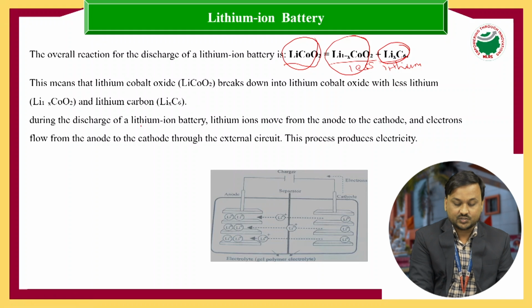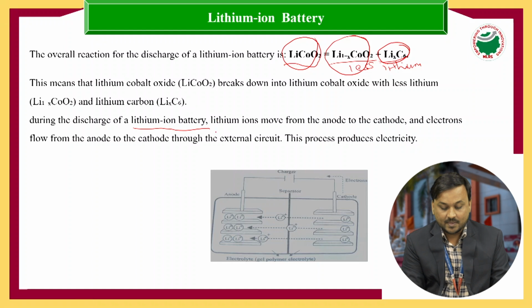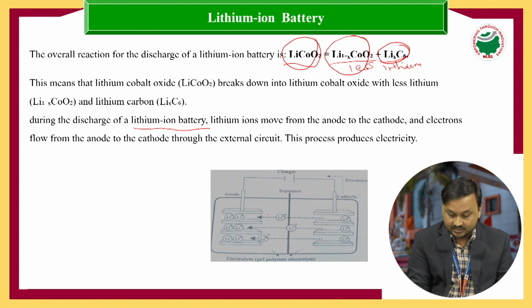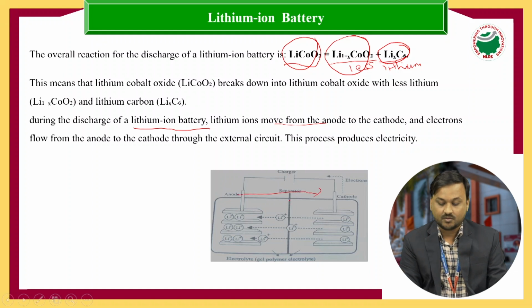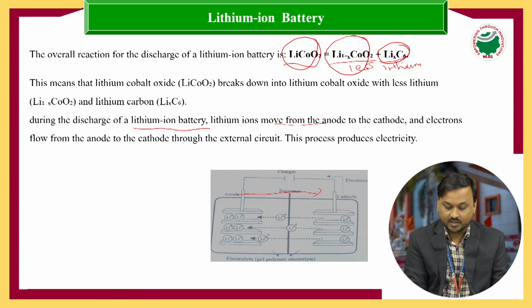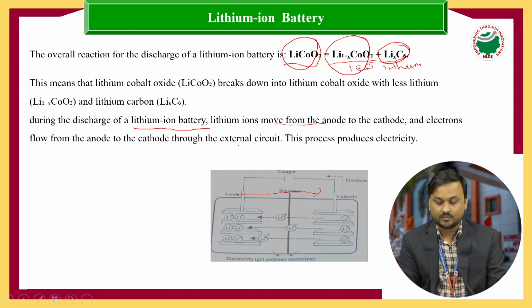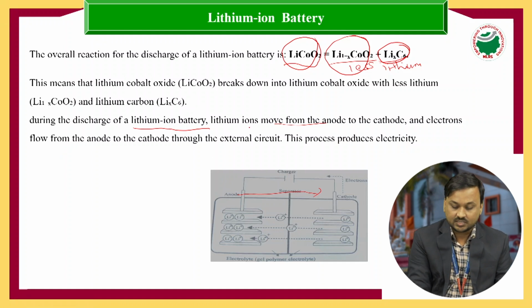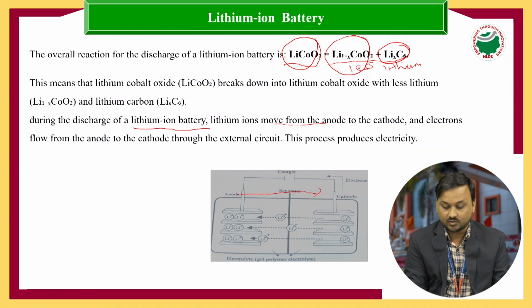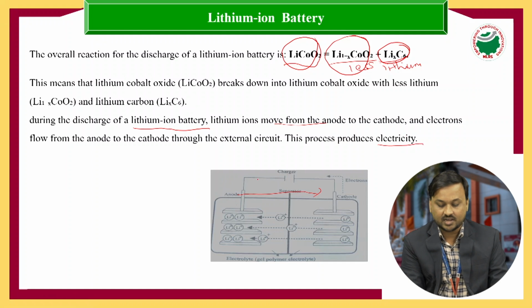During the discharge time of lithium ion batteries, what happens? The lithium ions move from the anode to the cathode side. The electrons flow from the anode to the cathode through the external circuit. Through the external circuit, as the ions move from anode to cathode, the process produces electricity.